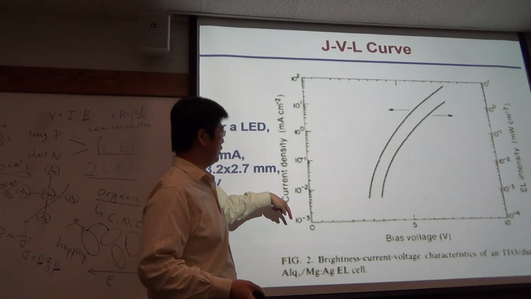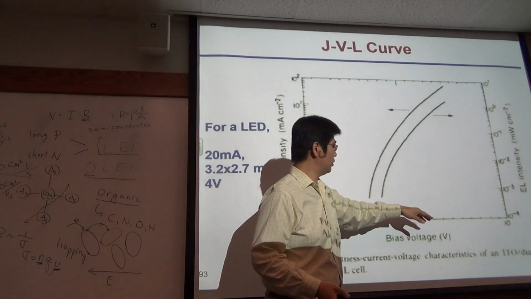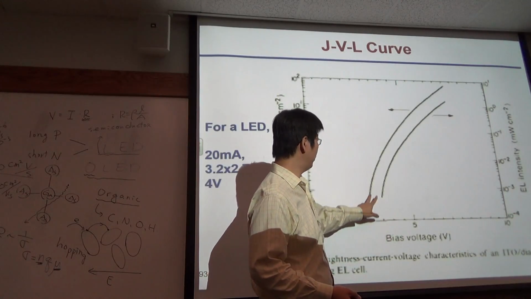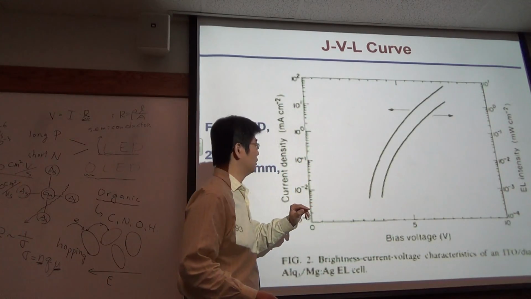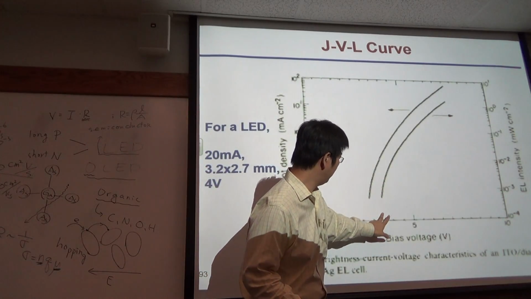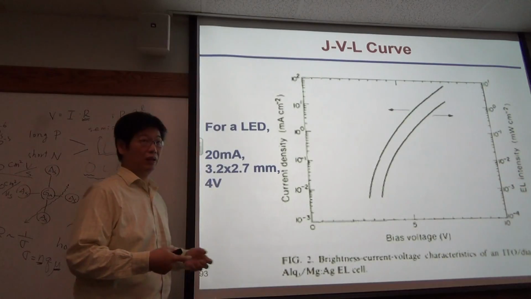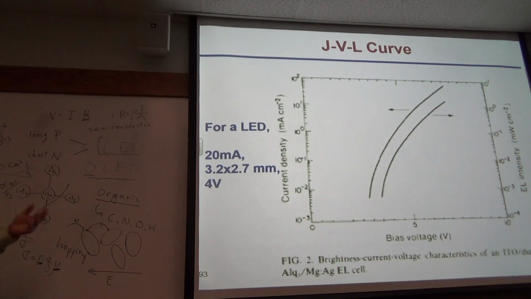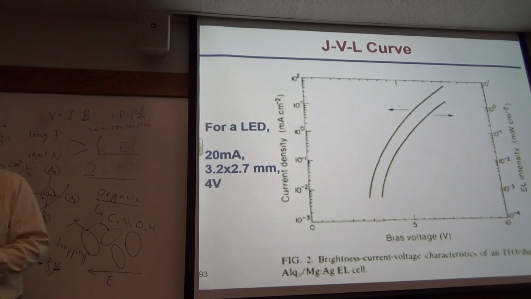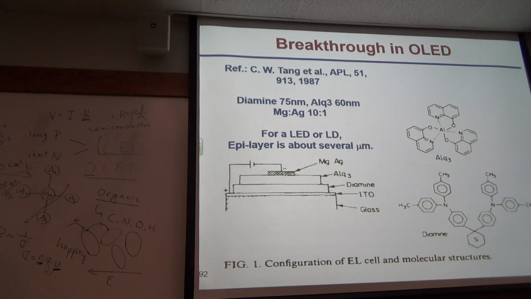For example, here is the current density and the voltage. You can see here the turn on is around 3 volts. If you look at the EL intensity, maybe 3.5 volts. So you can see the light emission at less than 10 volts. That is the basic difference.